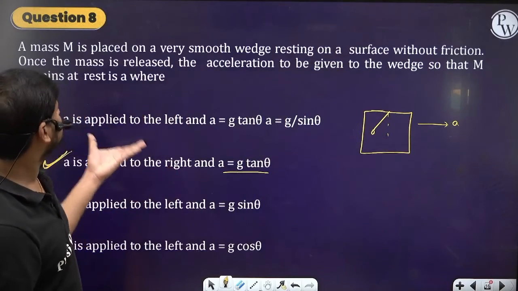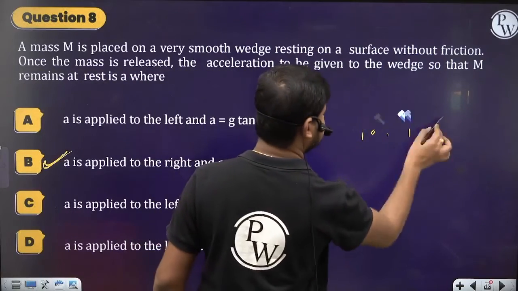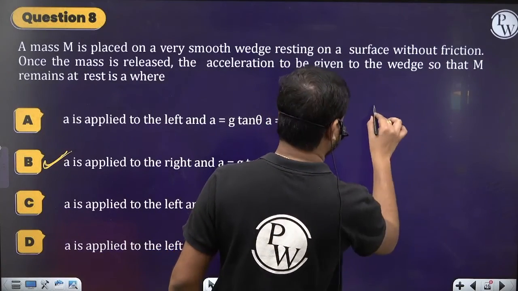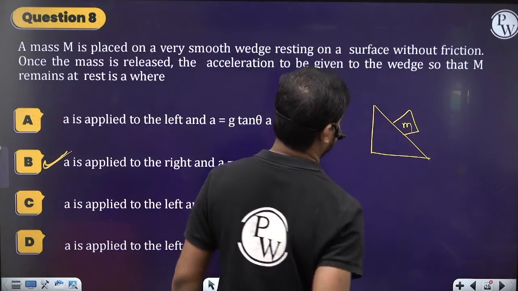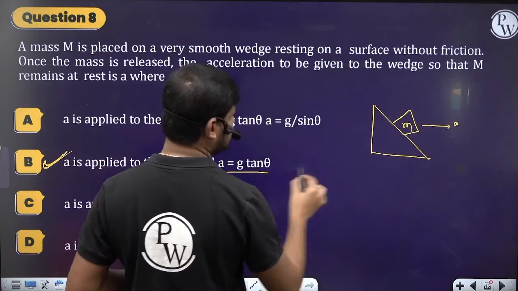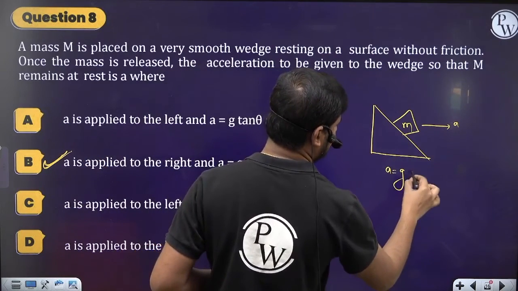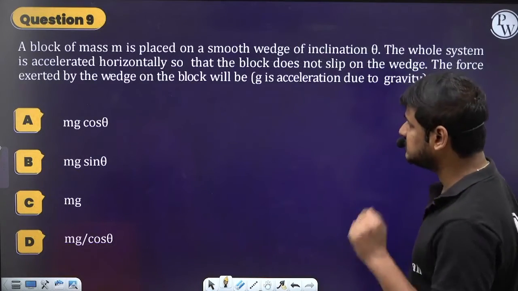So the simple question again, the basic one, but they are asking this one, inclined plane, direct formula based questions, guys, nothing more than that. So here the acceleration is applied to the right. How much? a is equal to g tan theta. Already previously we solved such questions, right? Next, see the next question.